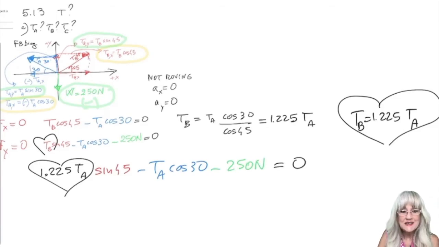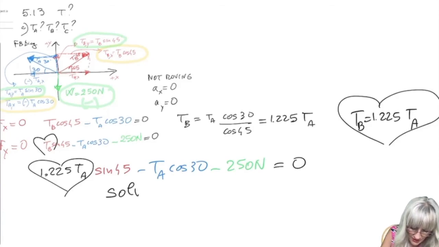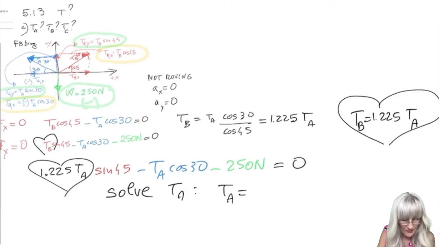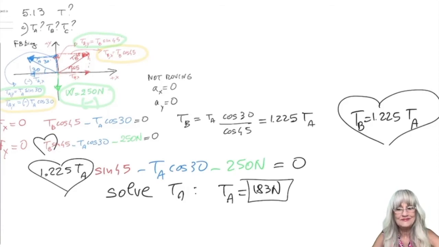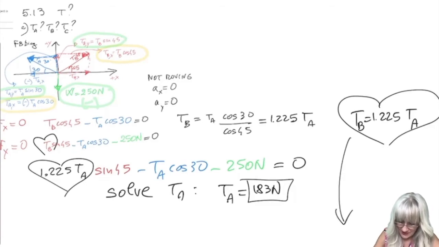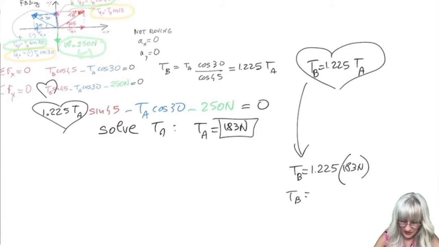So this is an easy equation. There is only one unknown parameter, that is T of A. So if you do the math, T of A will come out to be 183 Newton. Now I can easily solve, right, also this one, because T of B will be 1.225 multiplied by 183 Newton. So T of B final answer will be 224 Newton, frame it.